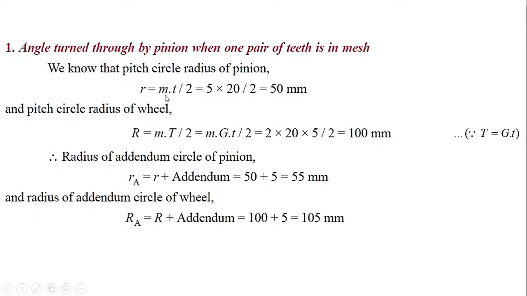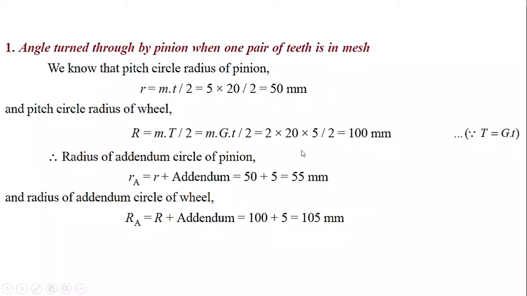Small r, similarly from the previous problem, is equal to m into t divided by 2. The module m is already given in the problem, and t is the total number of teeth in the pinion. Both values are given in this problem, so we directly apply these values and we will get the small r value, and similarly capital R.